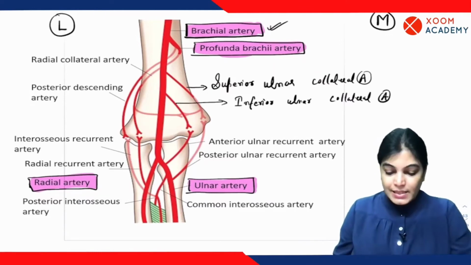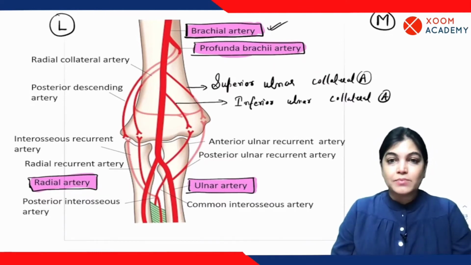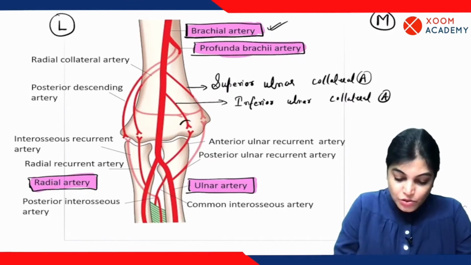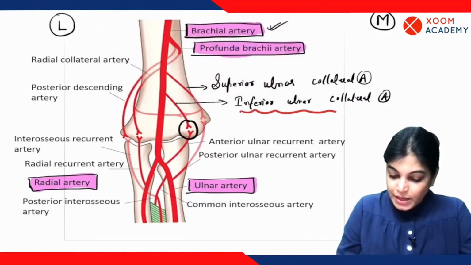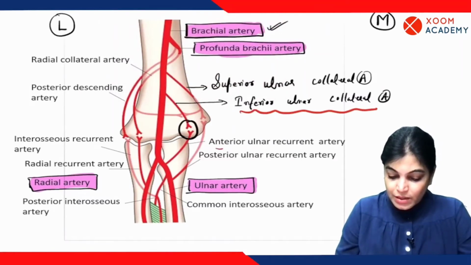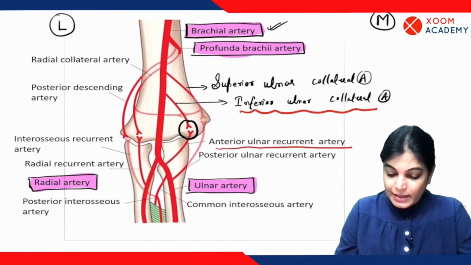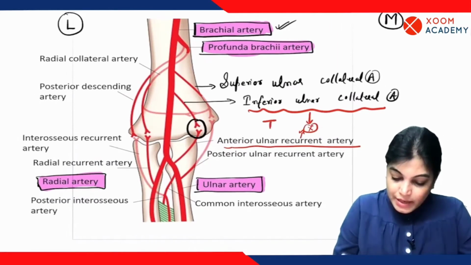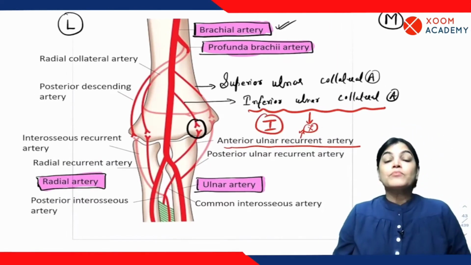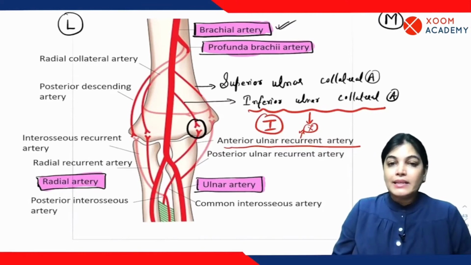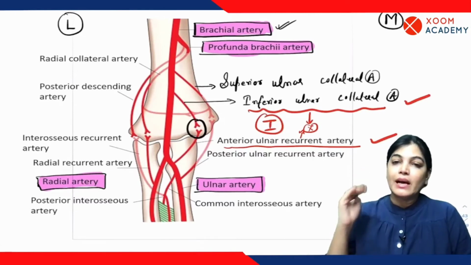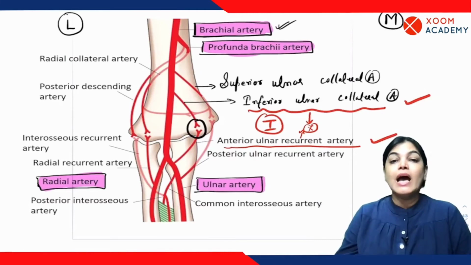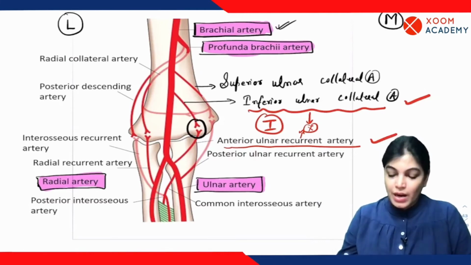So, for that, let's see here. On the anterior aspect of the medial side of the elbow joint, these two arteries are anastomosing. The inferior ulnar collateral artery is anastomosing with the anterior ulnar recurrent artery. This is the first anastomosis which I have highlighted here on the medial side, on the anterior aspect: inferior ulnar collateral artery and anterior ulnar recurrent artery. The inferior ulnar collateral artery is a branch of the brachial artery, and the anterior ulnar recurrent artery is a branch of the ulnar artery.